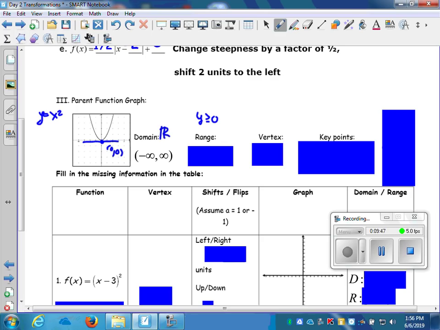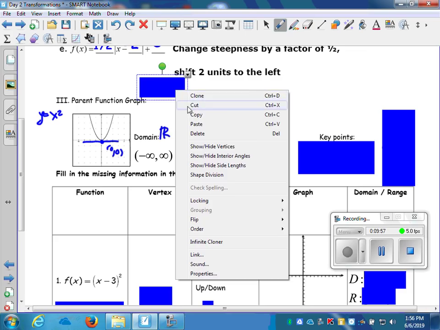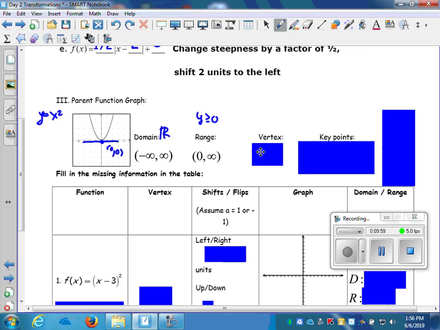Now you can write it in that format, or when you get into Algebra 2 Intensified in set notation, that's from 0 to infinity. But for now, you're welcome to write it as just y greater than or equal to 0. The vertex I've already discussed.